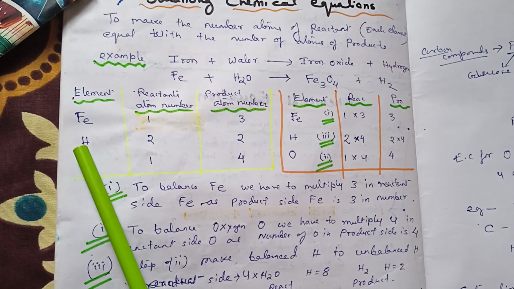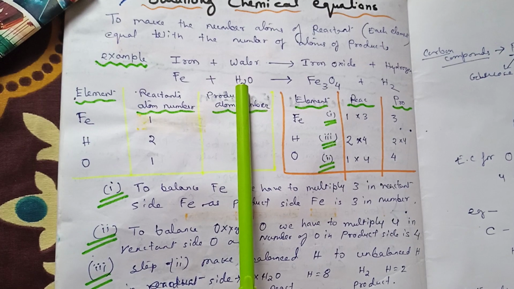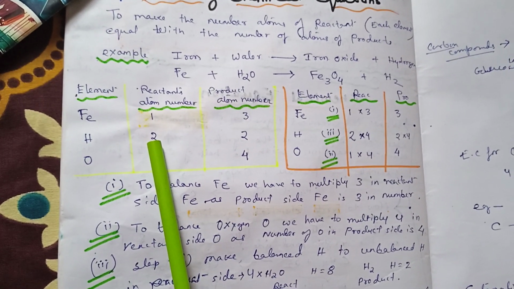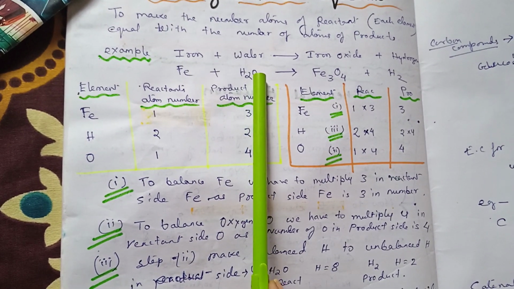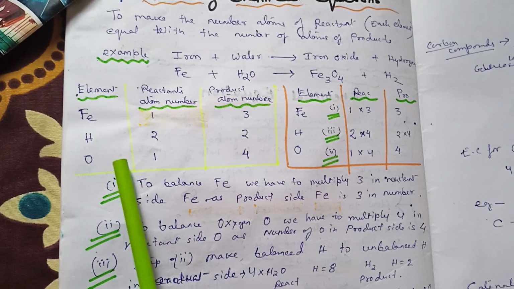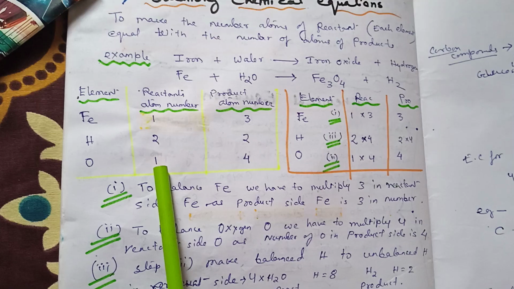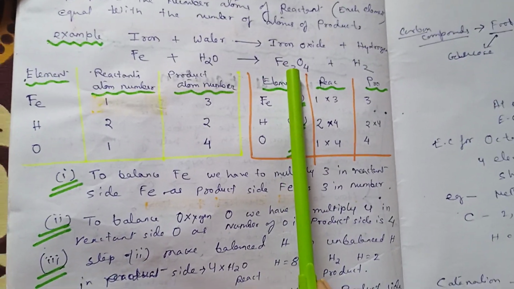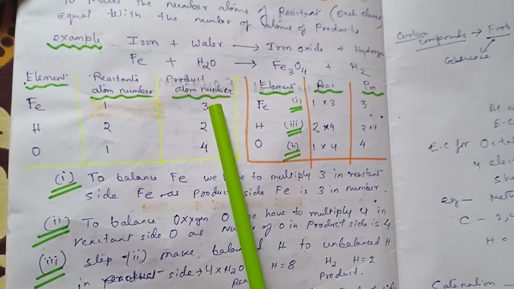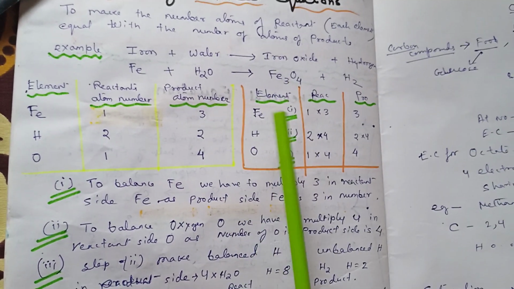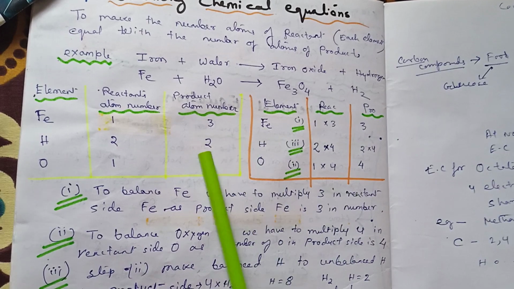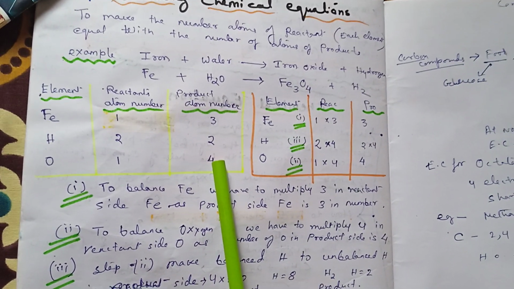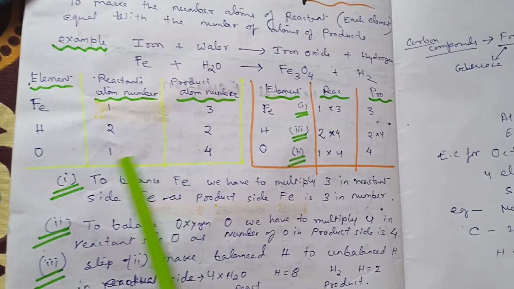For H, H2 is written here, which means 2 atoms of hydrogen, so 2 here. Now oxygen: nothing is written with oxygen, which means only 1 atom of oxygen is present on the reactant side. Now on the product side, Fe3 is present, so 3 in place of Fe. Then hydrogen, 2 here, and oxygen, O4 is written here, so 4 oxygen. Okay, this is the first table.